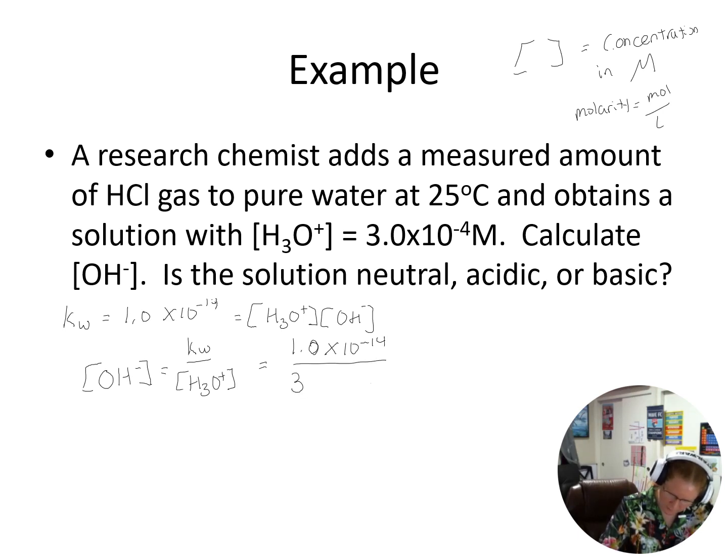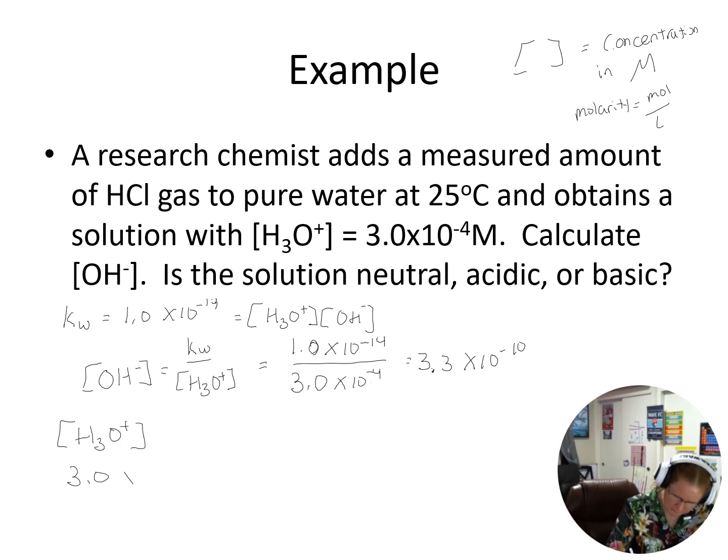All right, so we get 1.0 times 10 to the negative 14th over 3.0 times 10 to the negative 4th. All right, and we're going to get 3.3 times 10 to the negative 10th. Okay? All right, so hydronium was 3.0 times 10 to the negative 4th. Hydroxide, 3.3 times 10 to the negative 10th.